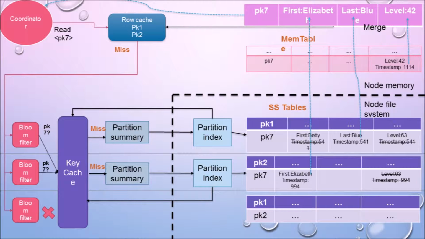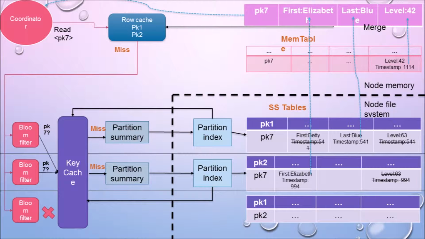But it's quite possible that you try to read from row cache. The coordinator says, hey, try and get the value with partition key 7. The row cache says, nope, I don't have the data, there is a miss. Then what happens is it actually goes to something called the Bloom filter. Bloom filter is an implementation of an algorithm written by some guy named Bloom, an American, in the 1970s.